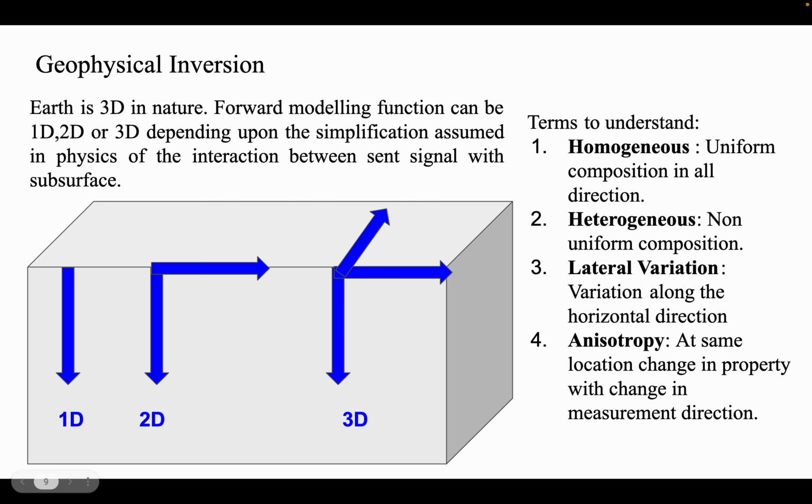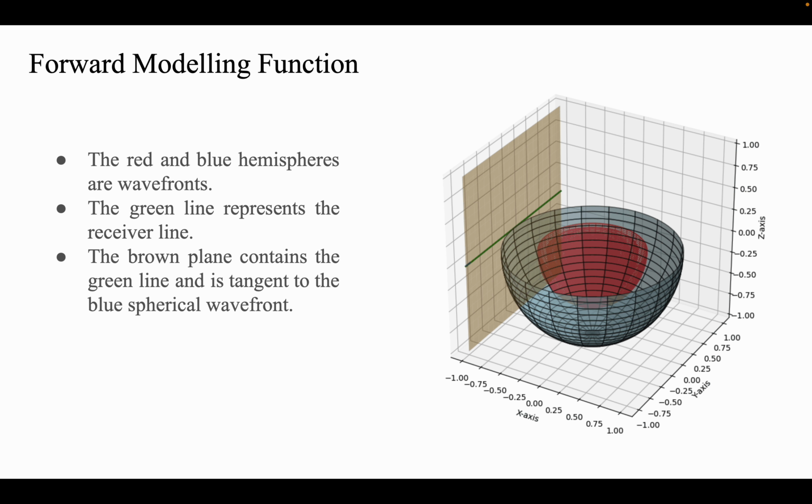Okay, so let's try to understand this more visually. For example, this red and blue hemisphere are wavefronts. The green line represents the receiver line. Let's say this is at the surface and this green line is representing my receiver line where I have placed receivers, and the brown plane contains the green line and is tangent to the blue spherical wavefront. So whatever is perpendicular to this green line will travel on this tangent plane, right? That we all understand.